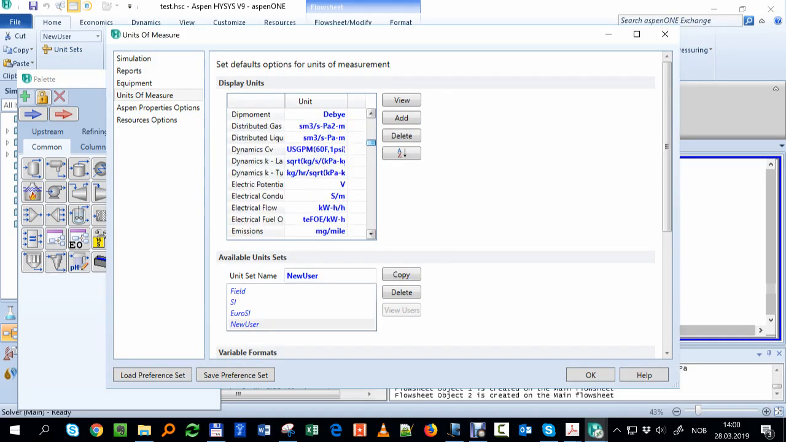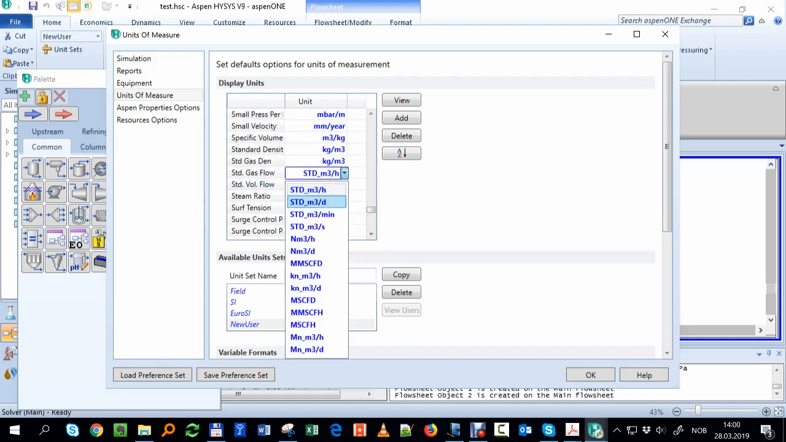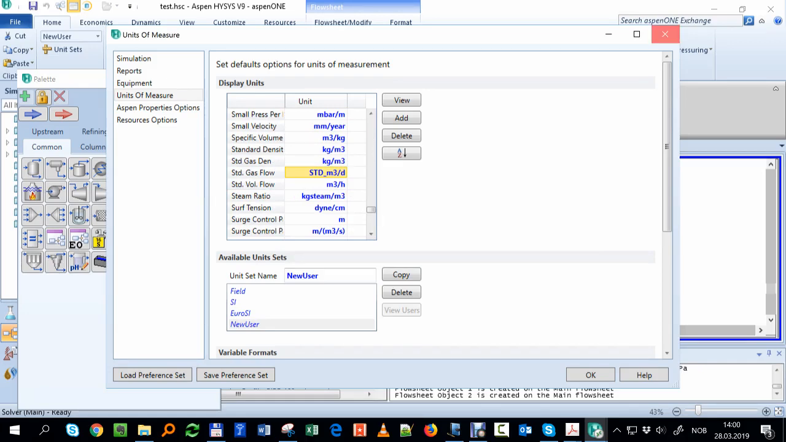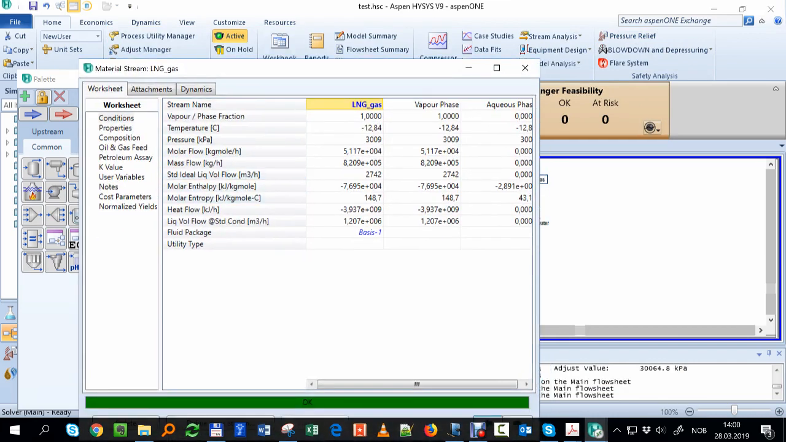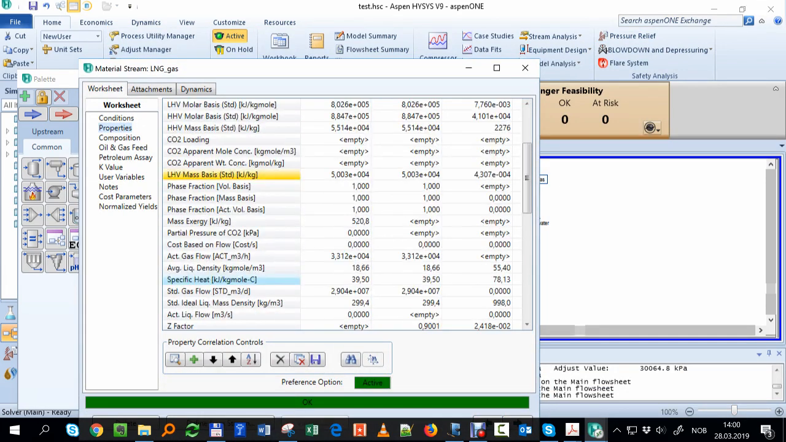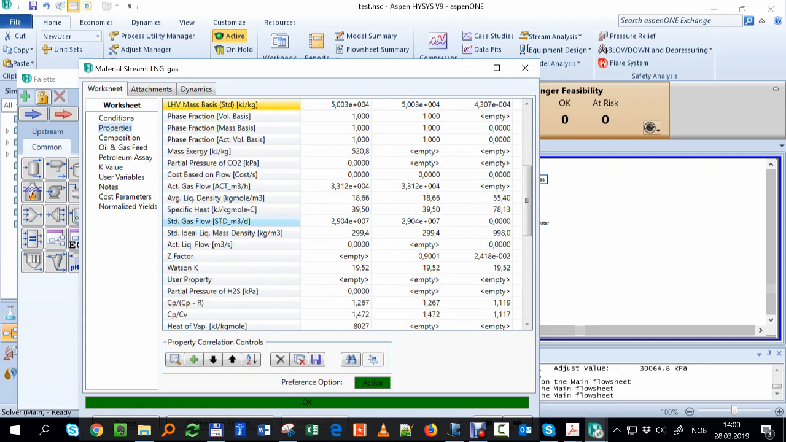So it will be standard. Standard gas flow, we want to change it to, okay, easy peasy. Okay, so let's see how much we have now. Standard gas flow, that is 29, okay? That's too high. We should have 20, right? Okay, so how do we change that?